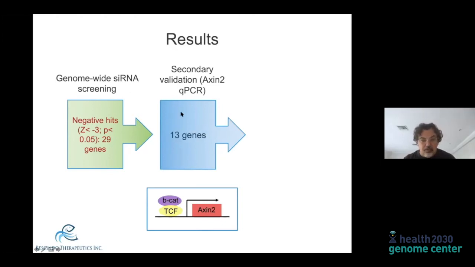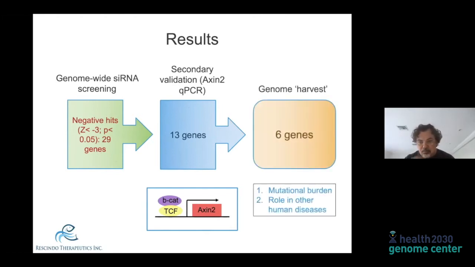This is kind of important because it is not very common that you get about 40% validation in the secondary screen. That told us that we're being quite stringent here, which is a good thing, but it also told us there are probably more hits lurking underneath our threshold, because we mandated the hit to be present in both replicate sets of the primary screen. Then we did genome harvesting, which is things like looking at tolerance for nonsense mutation and association with disease, because as everybody can imagine, there's not much value.